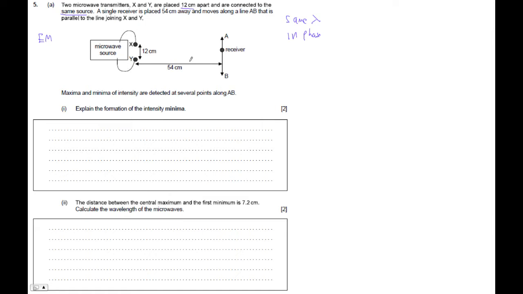Okay, a single receiver is placed 54 centimeters away and moves along a line AB that is parallel to the line joining X and Y. So there we go. Maxima and minima of intensity are detected.